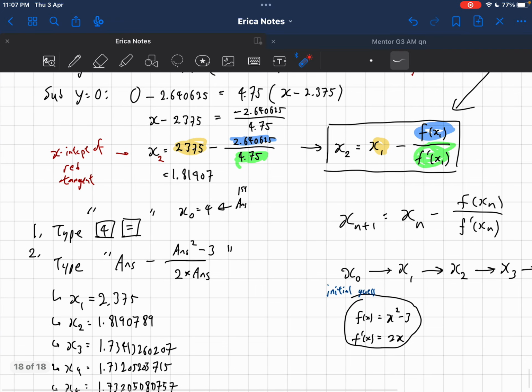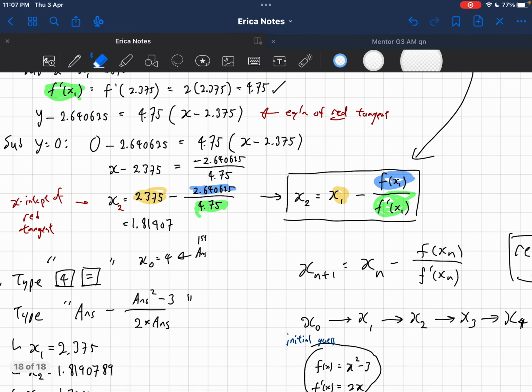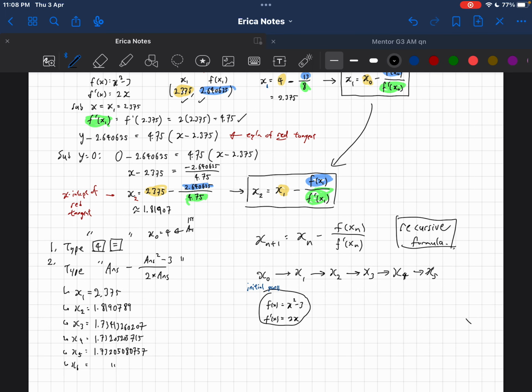Oh by the way, if you type this in, you get approximately 1.81907, I think so. Sorry, excuse me. Then for now let's carry on.